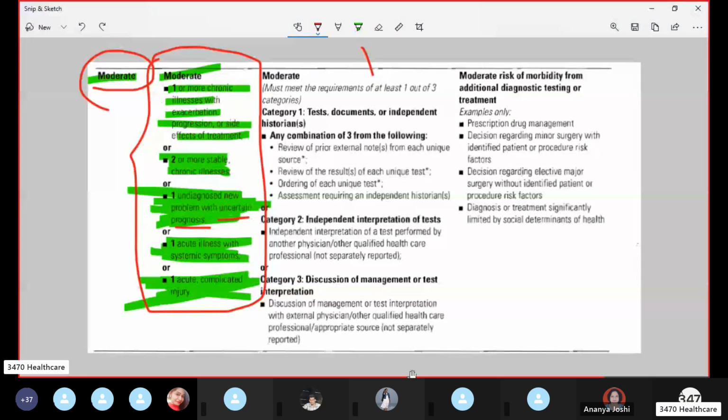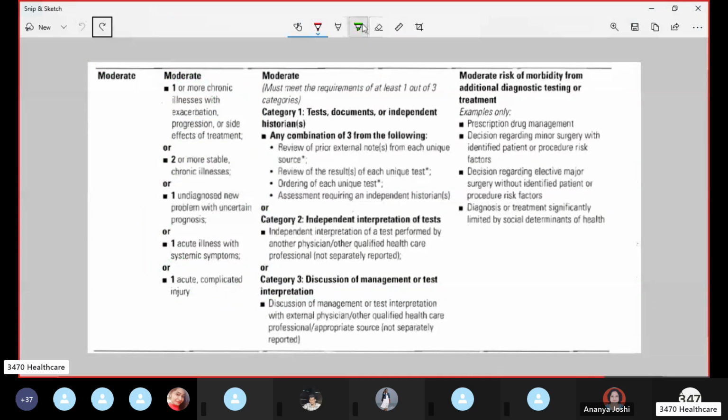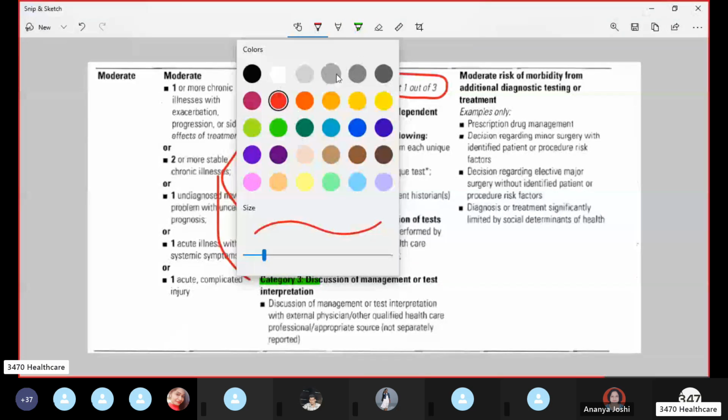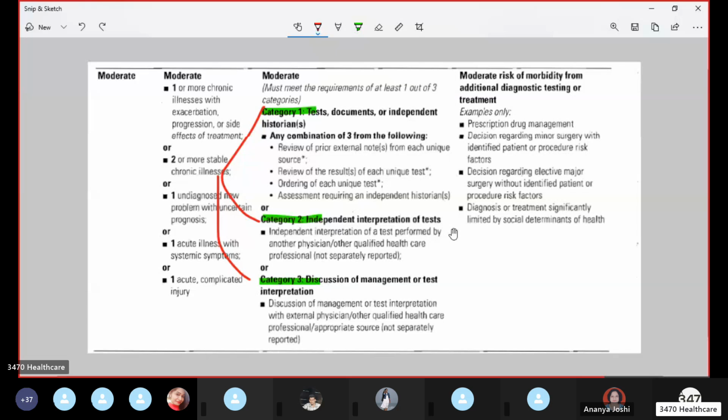Then B table. We have categories 1, 2, 3 present. In these 3 categories, how many categories do they have to meet? At least 1 out of 3. So in these 3, any 1.